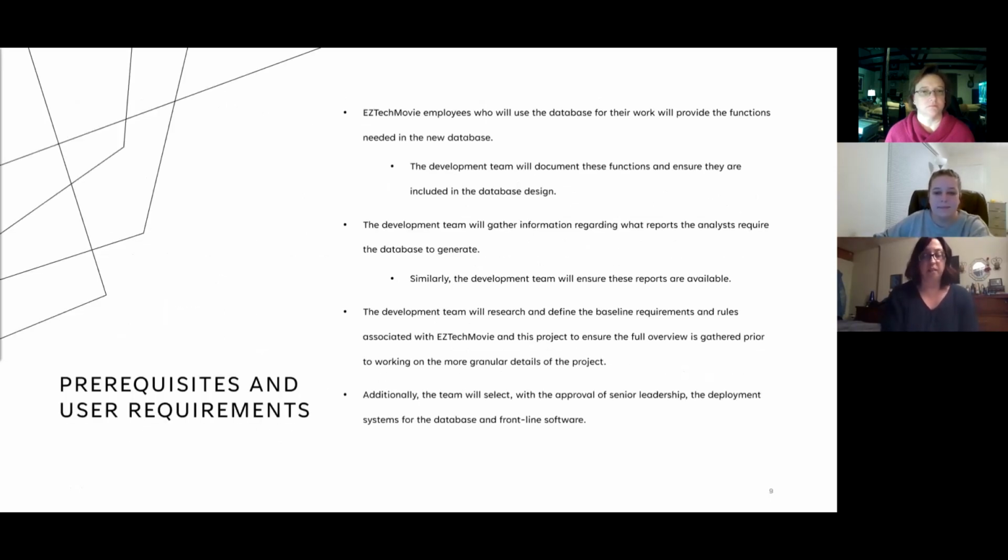The prerequisites for the project center around the needs for research to understand the functionality that we should provide to EZTechMovie. The development team will be responsible for this research and compiling all the necessary information for review and implementation. And this will involve meeting with the user groups as well as determining technical prerequisites.